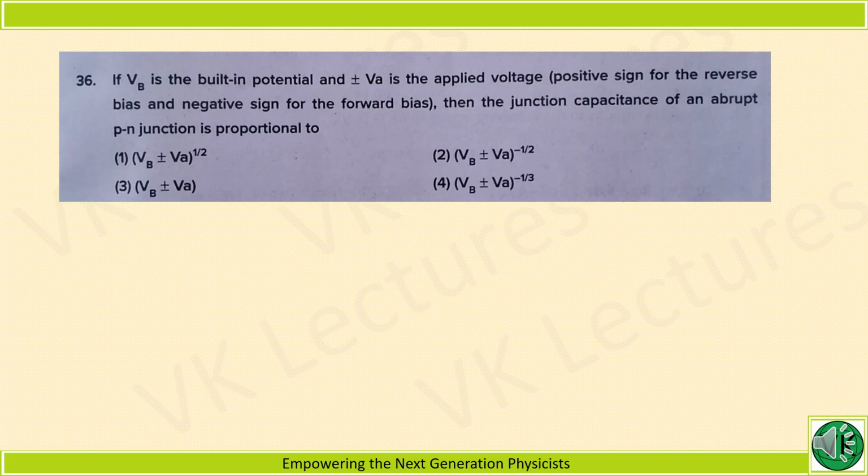If Vb is the built-in potential and plus or minus Va is the applied voltage, positive sign for the reverse bias and negative sign for the forward bias, then the junction capacitance of an abrupt PN junction is proportional to (Vb plus or minus Va) to the power minus 1 by 2.